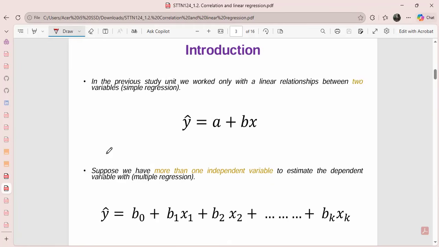You are used to the formula y equals a plus bx. With multiple regression, because you will be dealing with more than one independent variable, we deal with the intercept, which we call B0. We'll also be dealing with B1, B2, and you can also have B3, B4 up until BK XK. The reason they say BK XK is because you can have more than one independent variable.